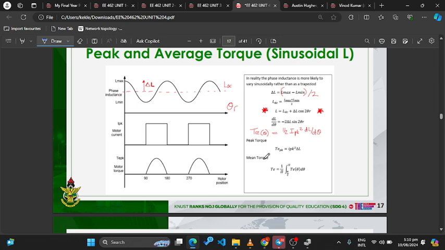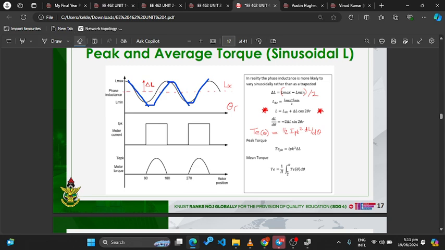Okay, so as I said earlier, the first part we were doing, we assumed that the change here is very sharp. It just changes from this to this, then remains constant, then changes like this, remains constant for some time, changes like this, remains constant for some time, changes like this. But in reality, the phase inductance is more likely to vary sinusoidally rather than as a trapezoid.